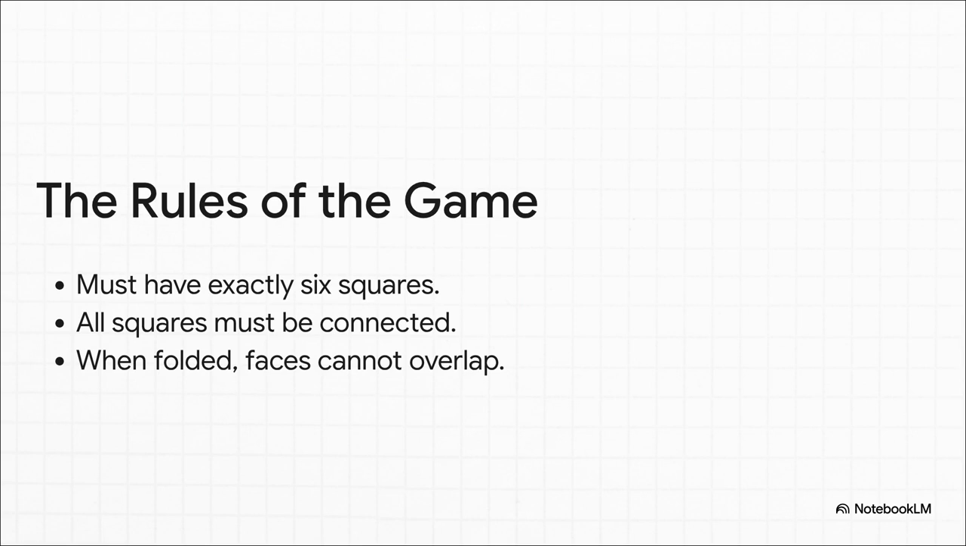So this is super important. Any shape we come up with has to follow 3 simple rules. Rule 1, it's got to have exactly 6 squares. No more, no less. Rule 2, all 6 of those squares have to be connected, edge to edge. No floating pieces. And rule 3, this is the tricky one, when you fold it, none of the squares can land on top of each other.